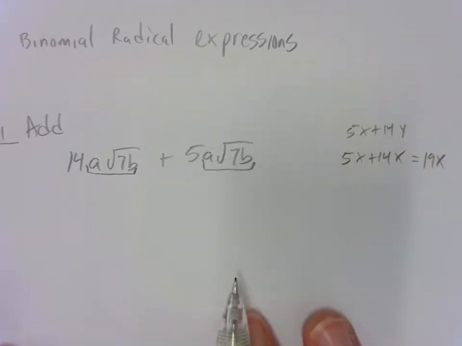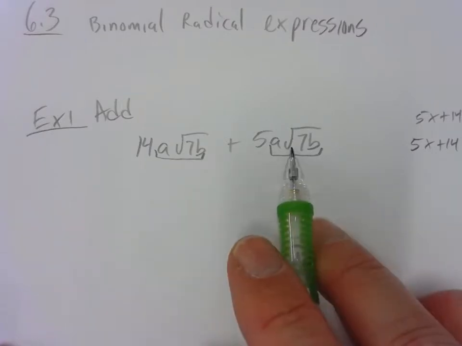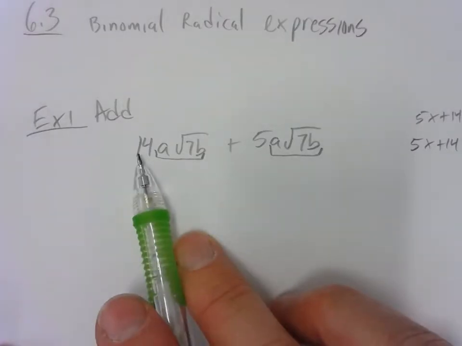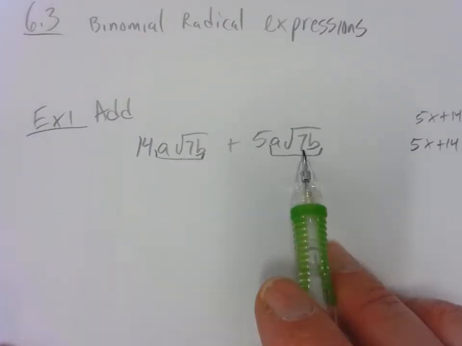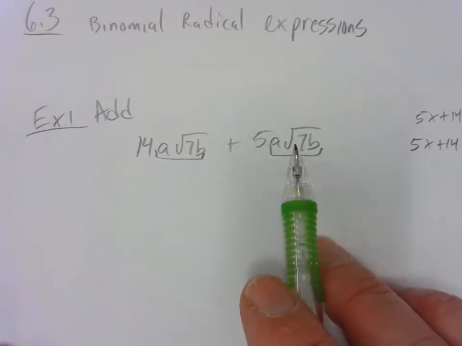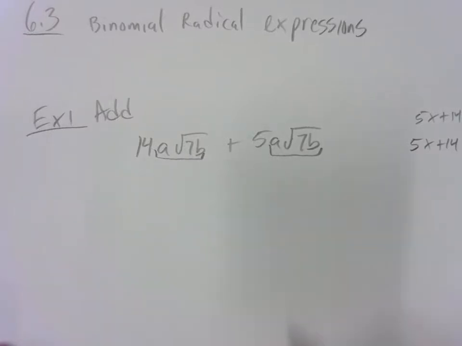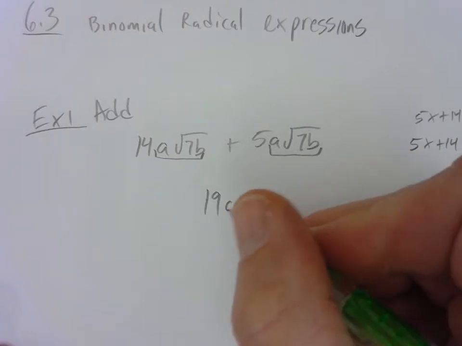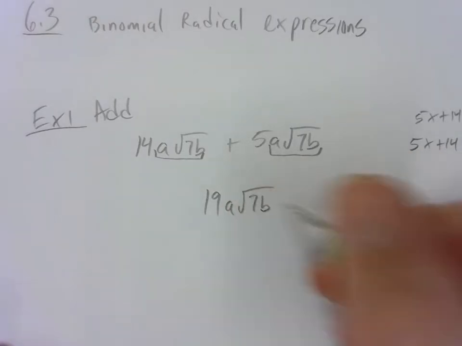But this is the same like termness. So I can say, hey, I have 14 things and I have 5 things. Now they're the same size things. They're a little weird, but I can add them together. So I get 19a square root of 7b.